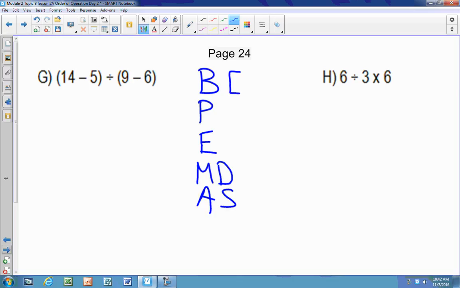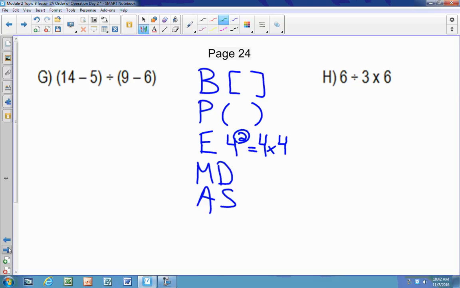Brackets look like this. Parentheses look like this. Exponents are like this. 4 to the second power does not mean 4 times 2. It means 4 times 4. I multiply 4 two times. So we're going to go over here and work on the first one.